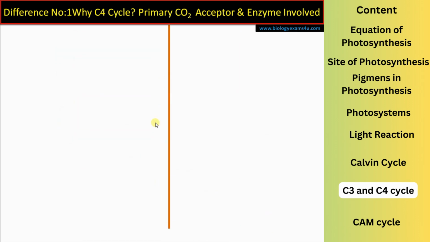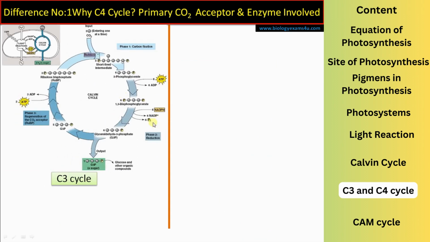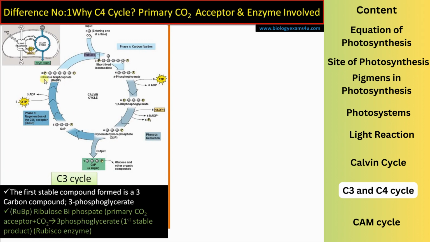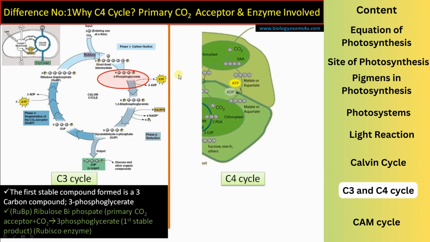Now moving into the differences. This is the C3 cycle or Calvin cycle. Here the first stable compound: RuBP combines with carbon dioxide in the presence of the enzyme Rubisco, forming a 6-carbon short-lived intermediate. The first stable compound is 3-phosphoglycerate. Therefore this cycle is called the C3 cycle. And the primary carbon dioxide acceptor is RuBP, ribulose bisphosphate, that combines with carbon dioxide, and the enzyme involved is Rubisco.